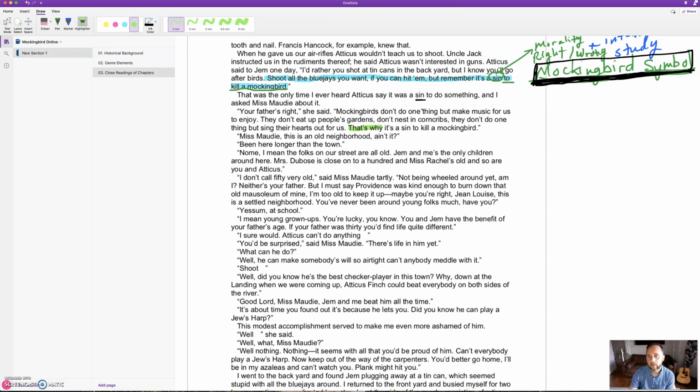So why? They don't do one thing but make music for us to enjoy. So there's your positive element. They just make nice music for us. Then there's your negative: they don't destroy stuff. They don't eat up people's gardens. They don't make their nests where you grow your corn. They don't do one thing but, here's the positive again, sing their hearts out for us. That's why, there's her point, her explanation. You take the negatives and the positive, you put it together, that's why.